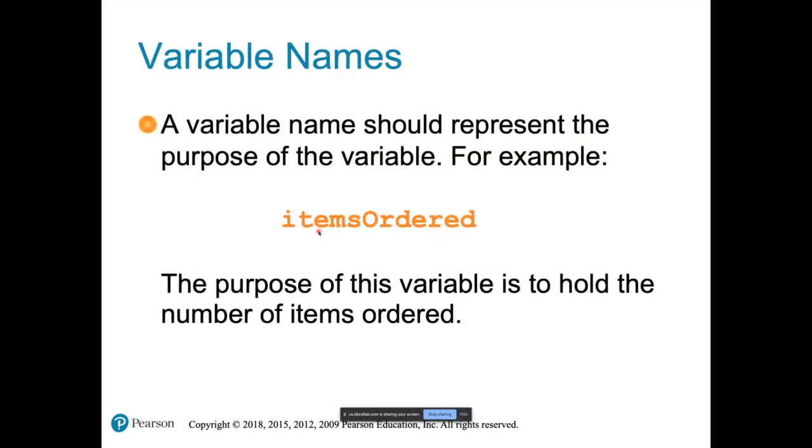A variable name should represent the purpose of the variable. For example, items ordered. I used to work in a pharmacy. We would name a variable RX, or if it's a transaction, TX. Whatever you want, give meaning to your variable. Just don't put integer X or integer Y. Give meaning to it, like we saw before, apples, the count of apples. Because when you read your code, you want to be able to understand, when you look at that variable, the purpose of it.